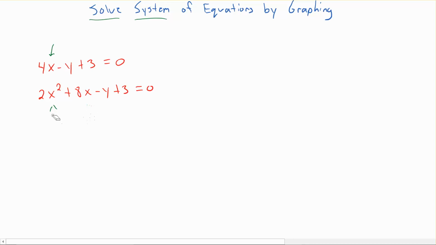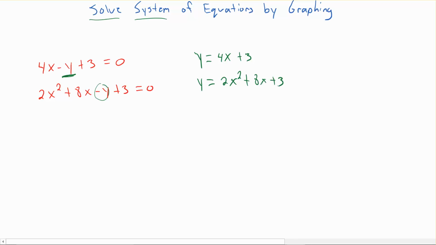So this will look a little bit easier if I just write these formulas in a different way. I'm going to rewrite these formulas with y is equal to. So I'm going to take this y and move it to the other side. If we do that, we'd end up with an equation that's more familiar. y is equal to 4x plus 3. And let's rewrite this one with y on the other side too. That would be y is equal to 2x squared plus 8x plus 3.